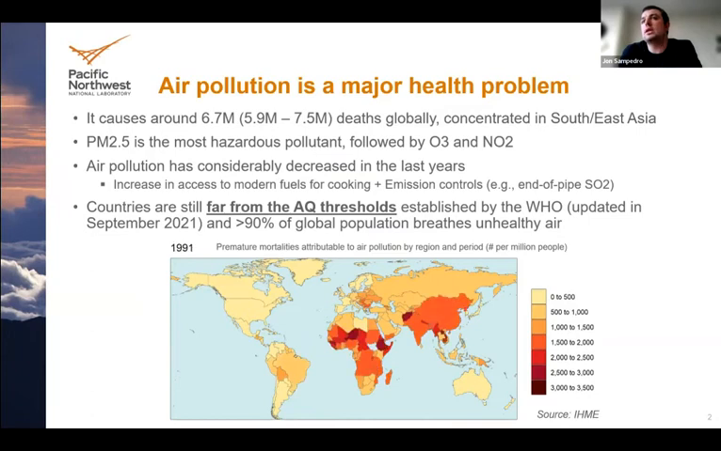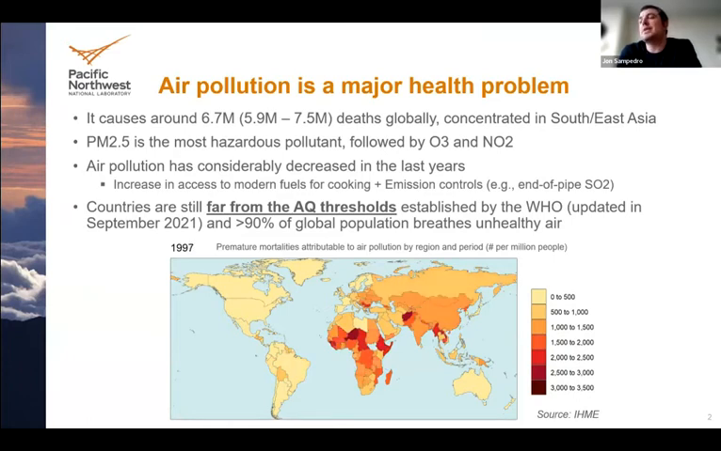So we know that it's true that air pollution has considerably decreased in the last years, and therefore the air pollution related impacts. And I created an animation that you can see there based on data from the Institute for Health Metrics and Evaluation. And we know that air pollution has decreased, mostly because there has been an increase in access to modern energy carriers, like for example, improving the access to clean fuels for cooking. And also many countries have implemented emission controls in recent years. For example, SO2 emissions have decreased in China because of the implementation of these end-of-pipe SO2 technologies, right?